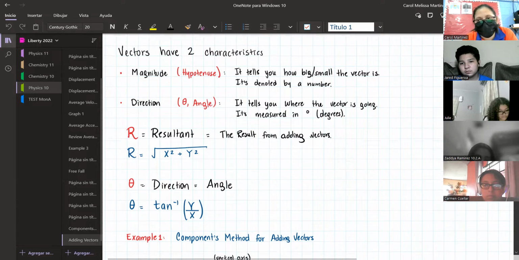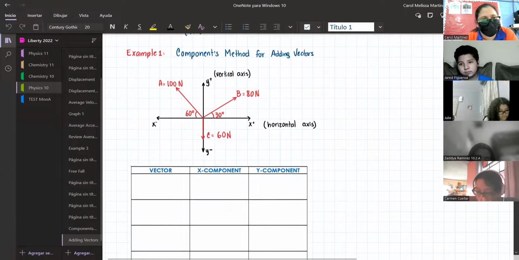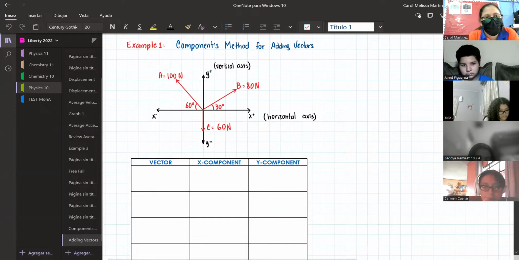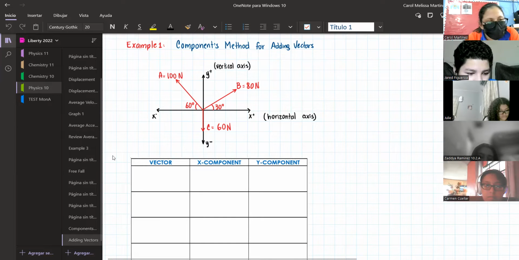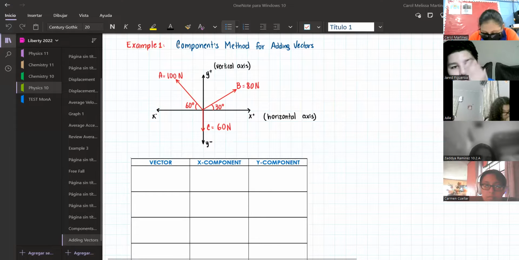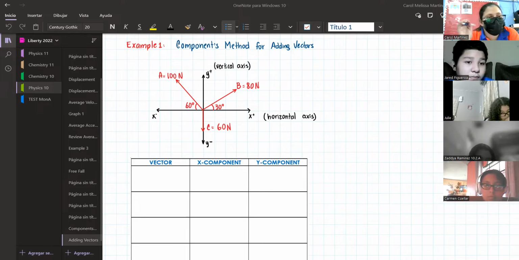Now, how are we going to use these formulas? Take a look at this example. Example 1 says, components method for adding vectors. How many vectors do you see in this example? Three. Okay, so we're going to be adding 3 vectors.